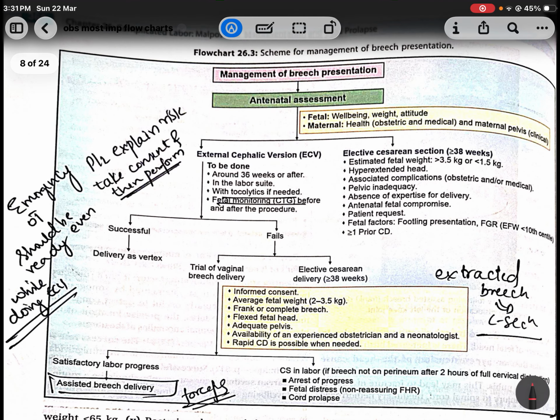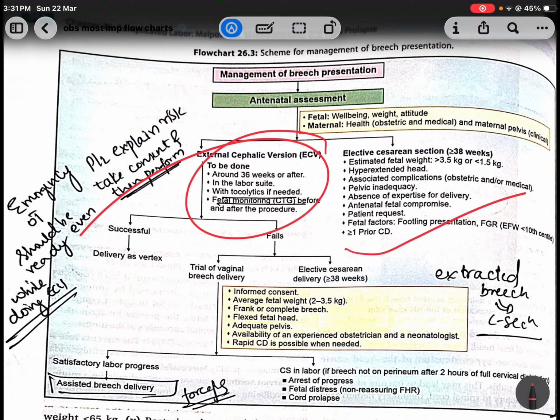Then again, management of breech presentation. The major important thing they are trying to expect here is how you go about it based on the presentation. Okay, if it's less than 36 weeks, with consent, obviously you do an ECV. But if it's more than 38 weeks, it's better to go for elective C-section. Though nowadays, obviously you take a nice consent and go for C-section.